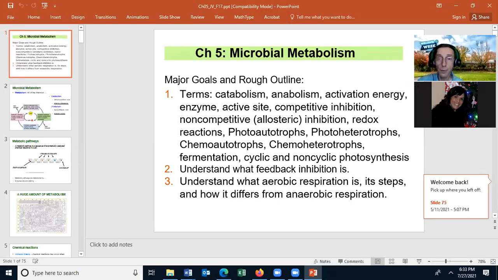Chapter 5, Microbial Metabolism. Always, I give an introductory slide giving you the major goals and a rough outline. Know the terms: catabolism, anabolism, activation energy, enzyme, active site, competitive inhibition, non-competitive inhibition, also called allosteric inhibition, redox reactions, that's oxidation reduction, and what are photoautotrophs, photoheterotrophs, chemoautotrophs, and chemoheterotrophs.